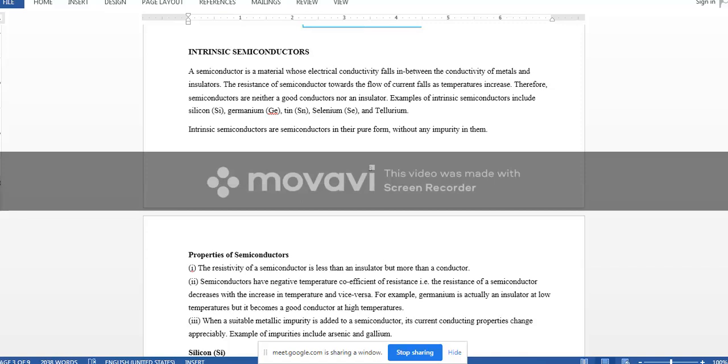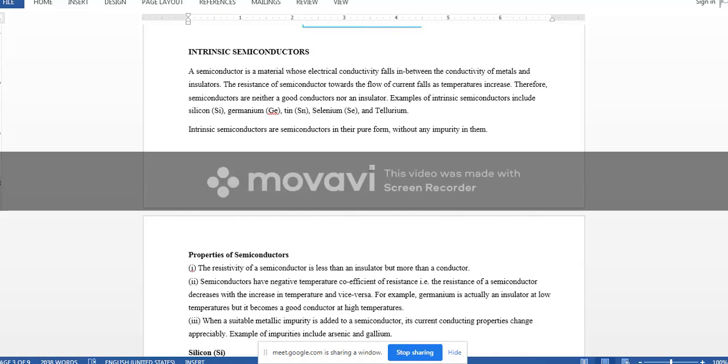Examples of semiconductors include silicon, germanium, tin, selenium, and tellurium.